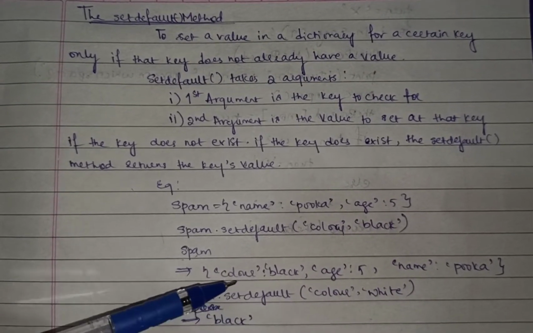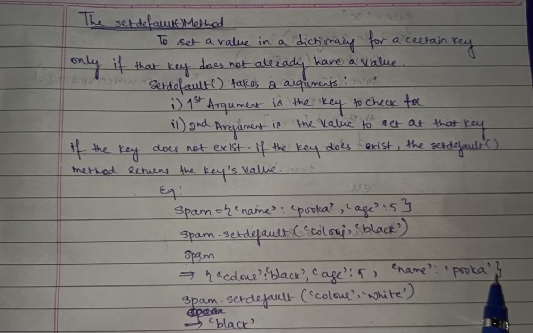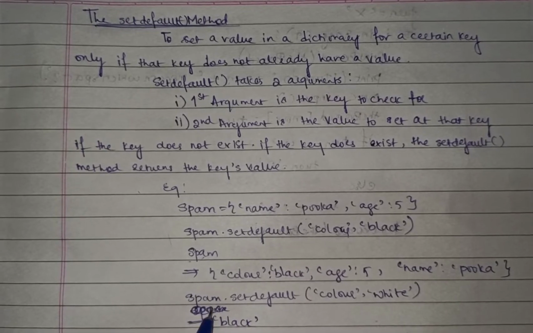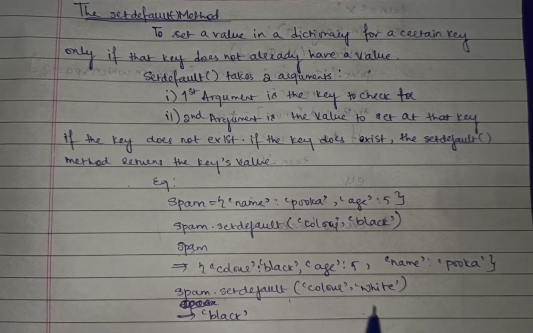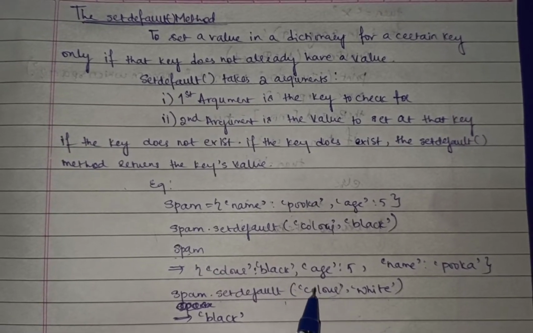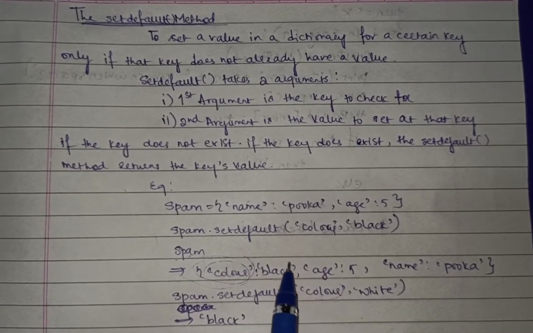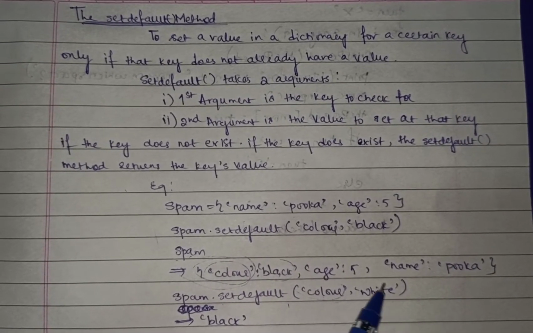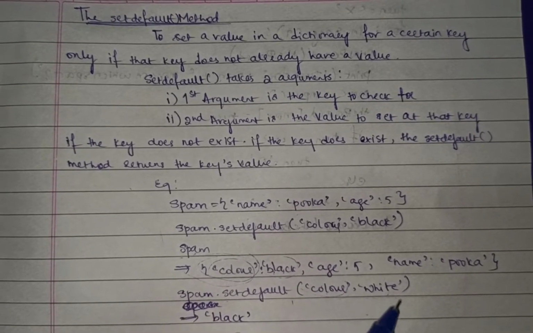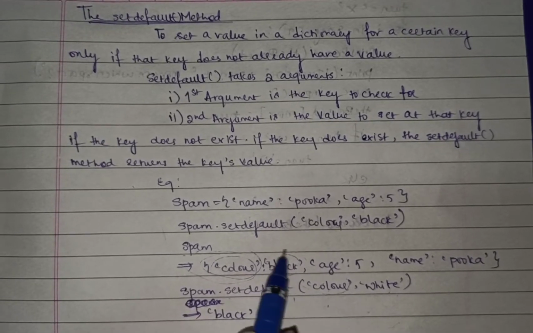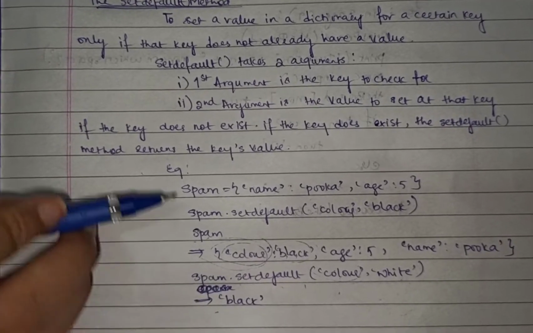Suppose this is the spam we'll be considering, and you again use spam.setdefault('color', 'white'), that is key and value. Firstly it will check color. Since the color key is already present, it can't change the value from black to white through setdefault. Instead it will return the value associated with the key color, that will be black. So this is about the setdefault method.